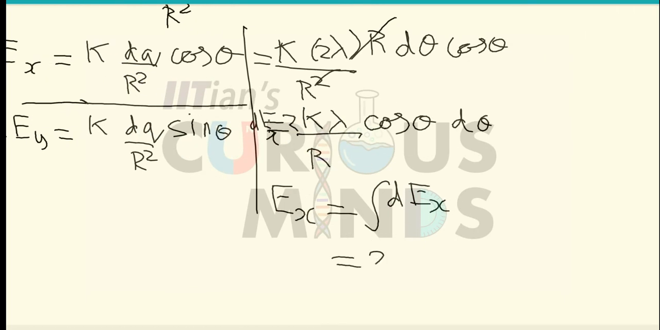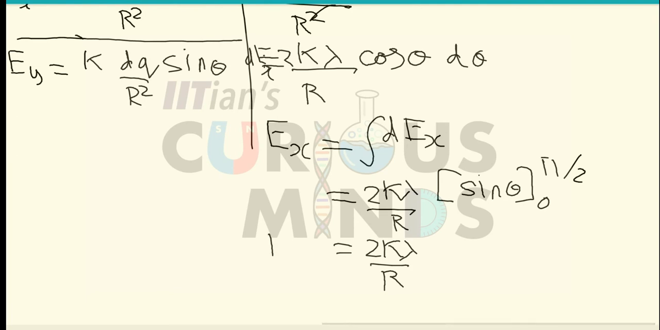Which will come out to be 2kλ by r, which will be constant. The integral of cos theta will be equal to sin theta, and we are integrating it from 0 to pi by 2. When I substitute the value, we will get the answer as 2kλ divided by r into sin theta, where sin theta here is equal to 1. Now we got it along the x direction.